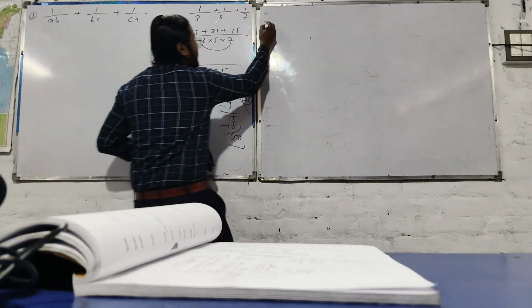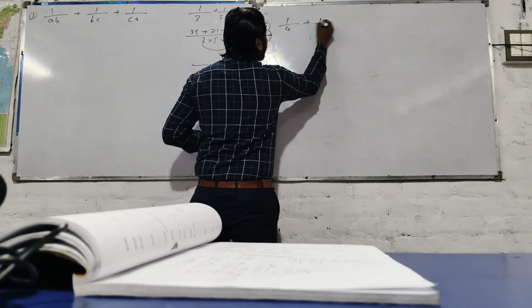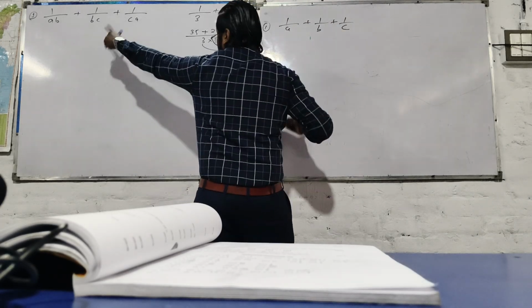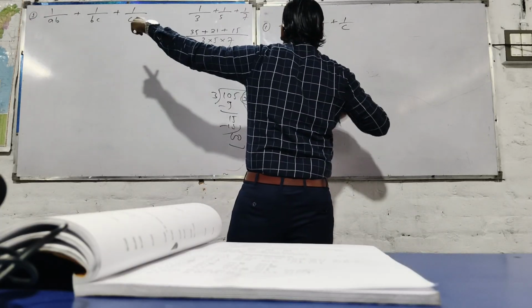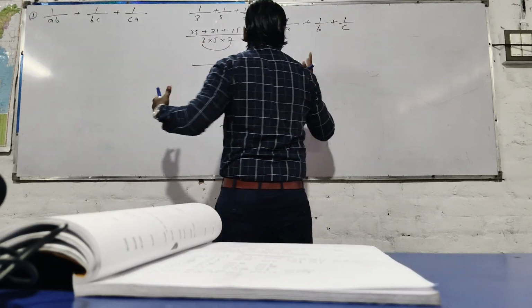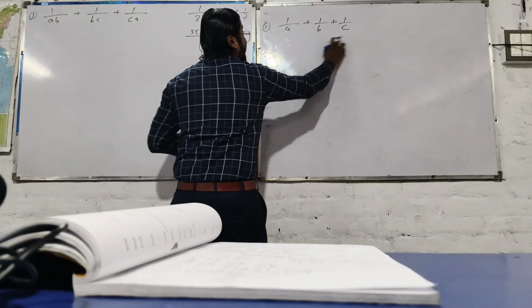Let me take one more example. Sir, if I say 1 by A plus 1 by B plus 1 by C. You have to copy this thing. Right now I'm just doing all these rough things, but this thing you have to copy, keep in mind. Otherwise I forget. So A, B, and C, right?